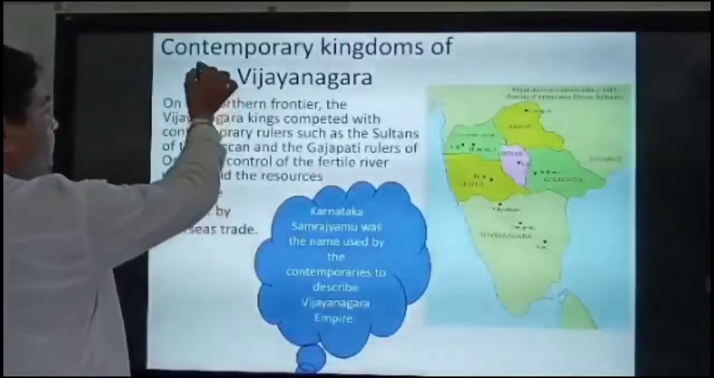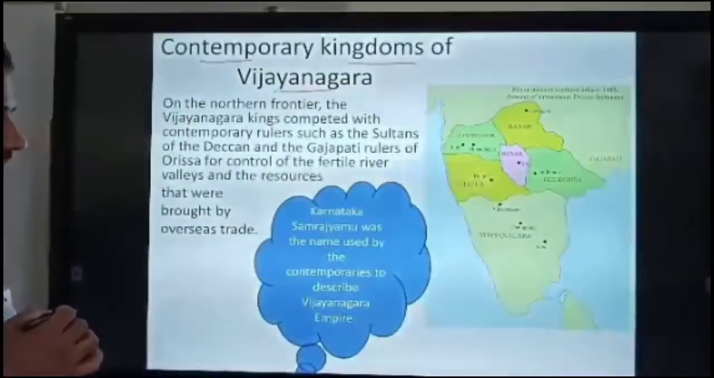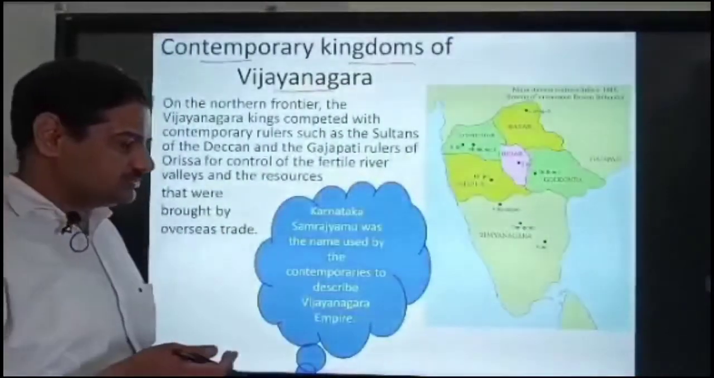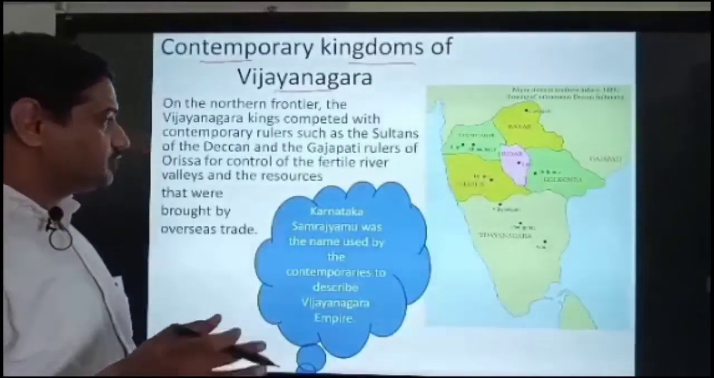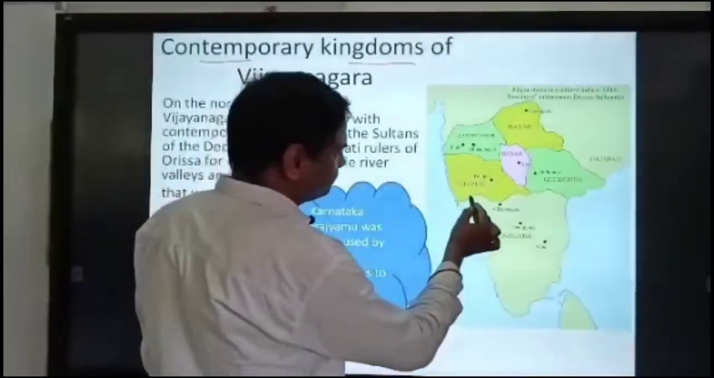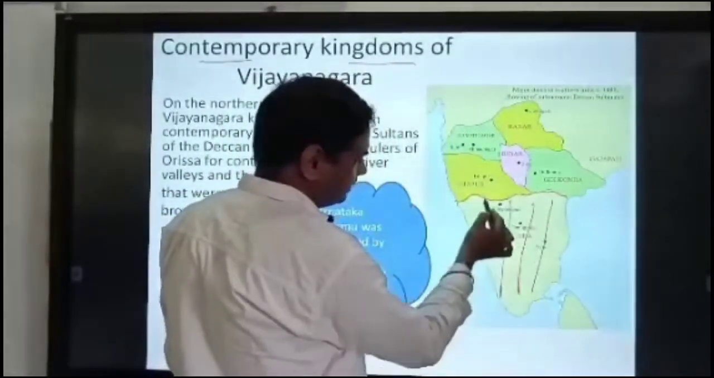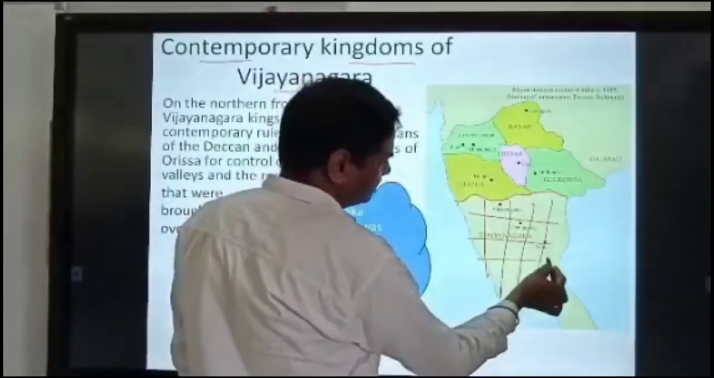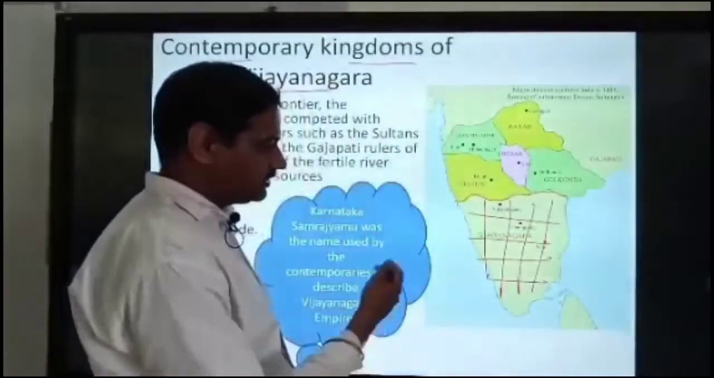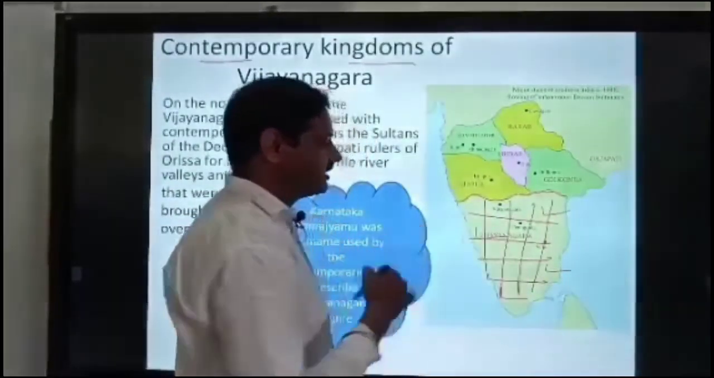Now, contemporary kingdoms of Vijayanagara. What were the other kingdoms which used to be present in the Indian subcontinent, especially in South India at that time? Which were the contemporaneous kingdoms of Vijayanagara? You can see that this is Vijayanagara. This is the border. This is the entire Vijayanagara, and this is the largest kingdom of South India, which engulfed parts of Andhra Pradesh, Tamil Nadu, Kerala and Karnataka.